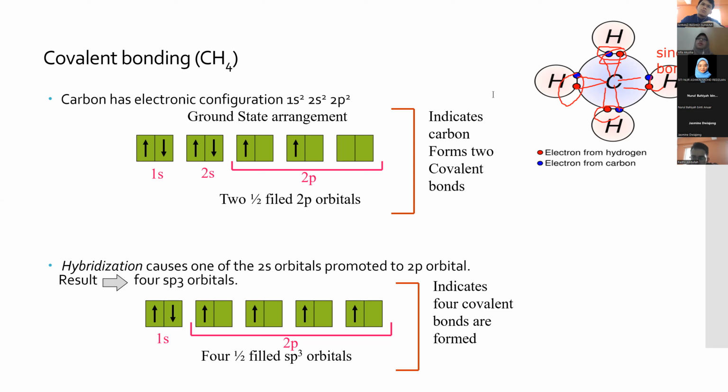What about the mechanism? When we talk about covalent bonding, we talk about hybridization. Carbon has the electron configuration 1s2, 2s2, and 2p2.